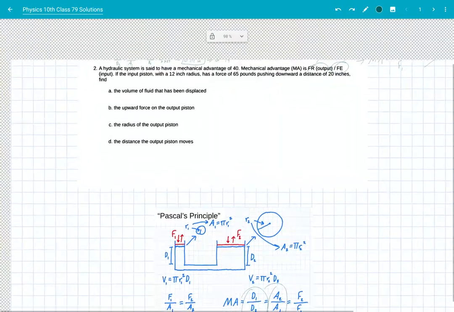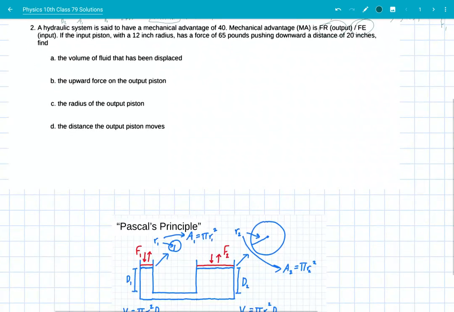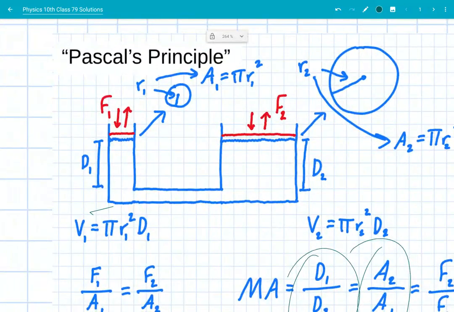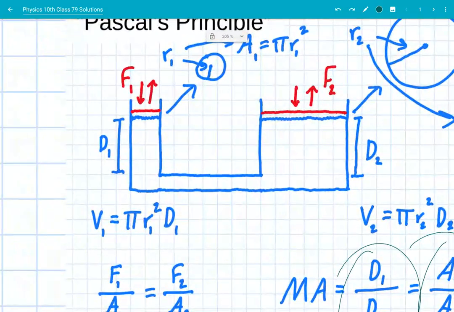Cool. Now, they say the input piston with a 12-inch radius has a force of 65 pounds pushing downward a distance of 20 inches. Find, now they give us lots of things to find. Number one, let's find the volume of fluid that has been displaced. Okay, when I see them say volume, I think we need to use the volume formula, which we know from last class. Pi r squared times height. In this case, we're going to call height d1, and they give us r, and they give us d, which is everything that we need to know to find the volume.